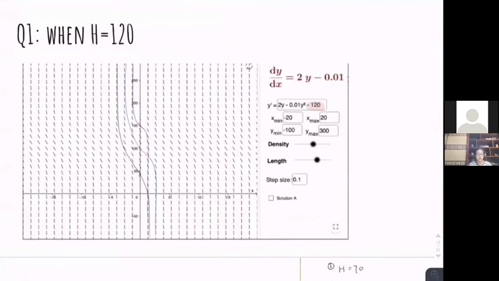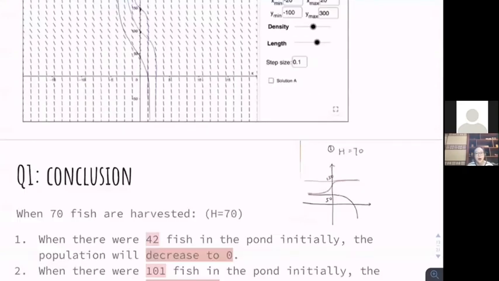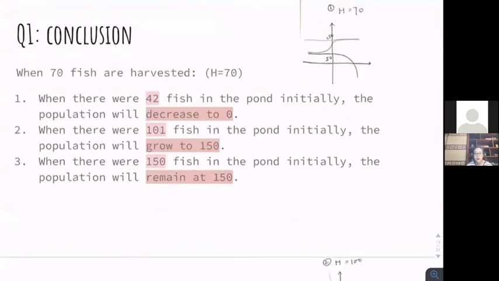So in conclusion, according to the first graph, we saw when h equals 70, here is a small draft of it. We can conclude that when there were 42 fish in a pond initially, which means P of 0 is 42, the population would decrease to 0, right here. When there were 101 fish in a pond initially, the population would grow to 150, right here. Then when there were 150 fish in a pond initially, the population would remain at 150.